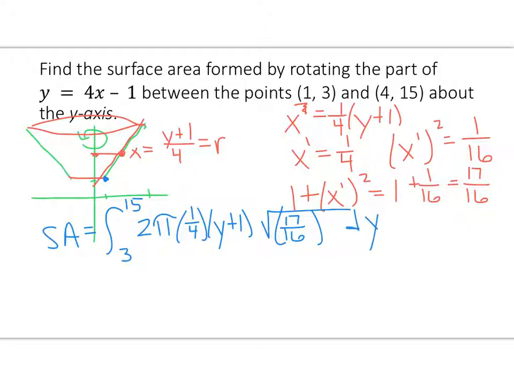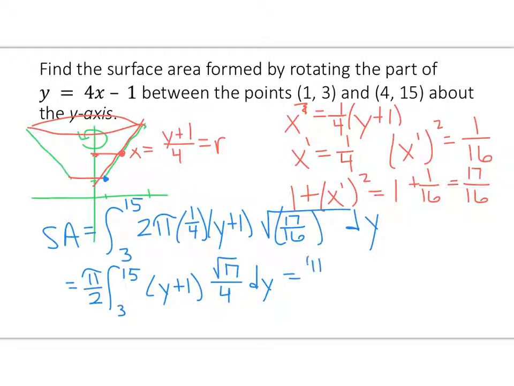Okay, so lots of cleaning up to do. So 2 pi times 1/4 is just pi over 2, so I can pull that out front. So I have pi over 2, the integral from 3 to 15 of y plus 1 times, and this is actually a constant, square root of 17 over 4 dy. So I can pull that out front as well. So I have pi times the square root of 17 over 8, the integral from 3 to 15 of y plus 1 dy.